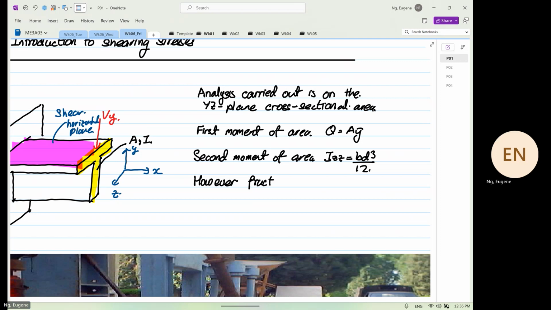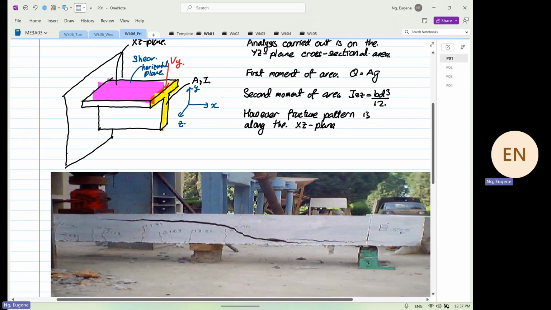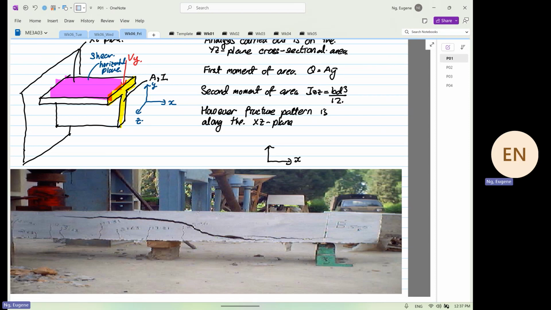However, the fracture pattern is along the exact plane. So the pink is our what? Exact plane. Based on this image that we see over here, the transformation looks like this. This is our X, this is our Y, and this is our rotation about Z.